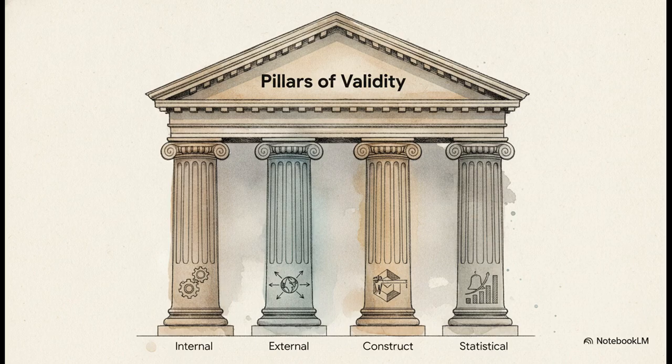Validity is supported by 4 distinct pillars. Internal validity means your study accurately shows a true causal relationship without any outside interference messing it up. External validity means your findings can actually be generalized beyond your specific study setting to the wider world. Construct validity ensures you are truly and accurately measuring the specific theoretical variables you claim to be measuring, and statistical conclusion validity means your math, your sample sizes, and your analytical results are fundamentally sound. You need all 4 holding the roof up.